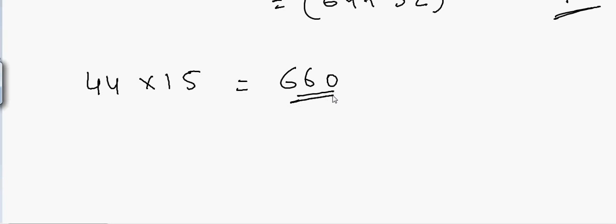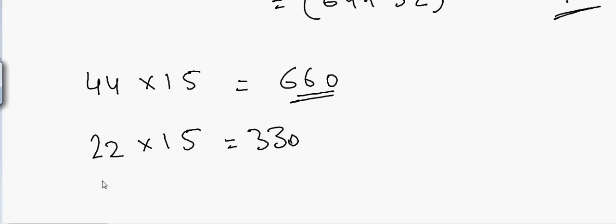Suppose I want to multiply 22 by 15, that will be equal to 330. And if you want to multiply 66 by 15, that will be equal to 99 and 0.